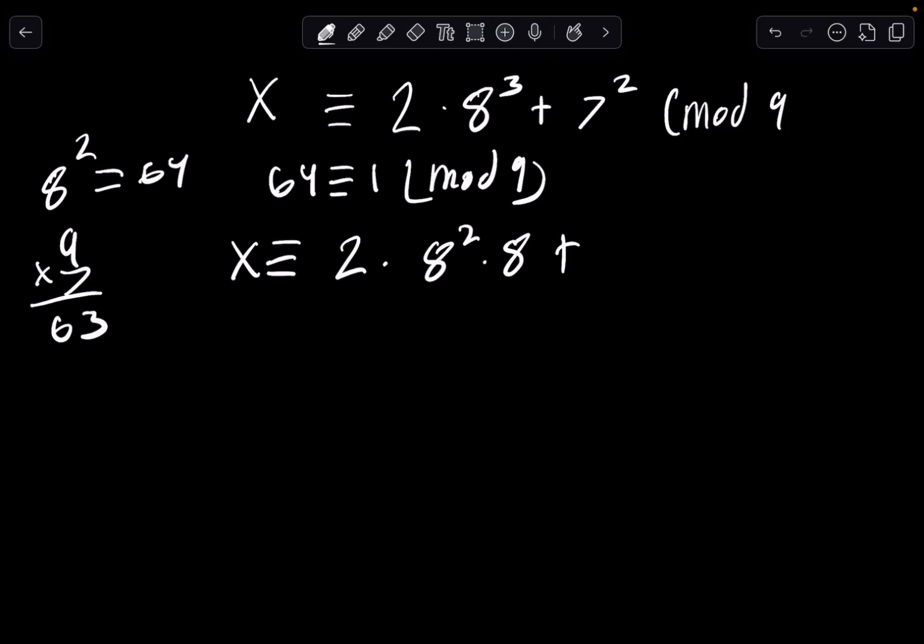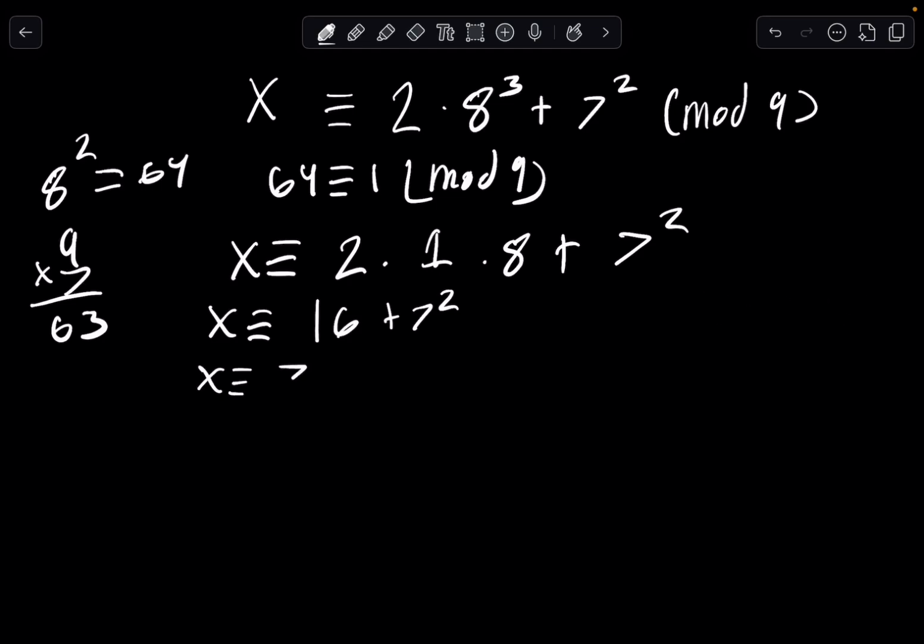And then we'll worry about the 7 squared in a second. What this ends up being is 64 here, which ends up just being 1. So now I can do x is congruent to, let's say 16 here, plus 7 squared. This 16 will end up being 7. It has a remainder of 7, because if you do this, you get 7. So we can do x is congruent to 7 plus 7 squared. And then 7 squared is 49.